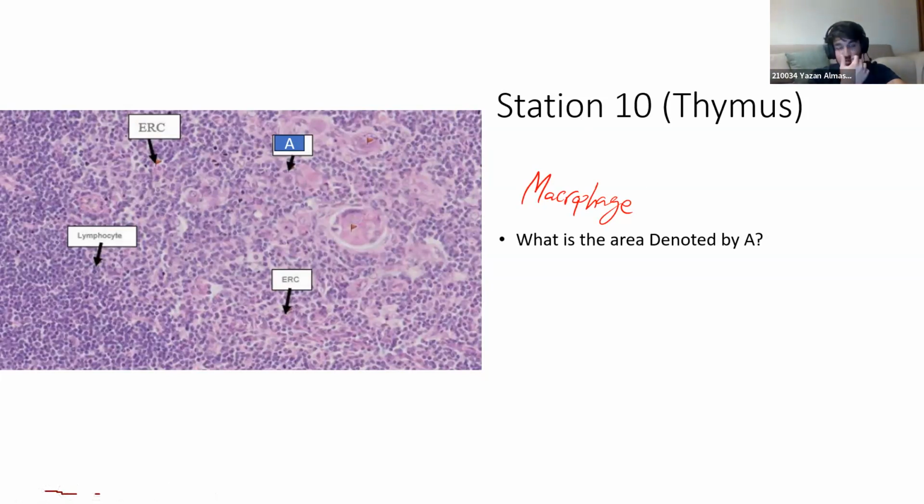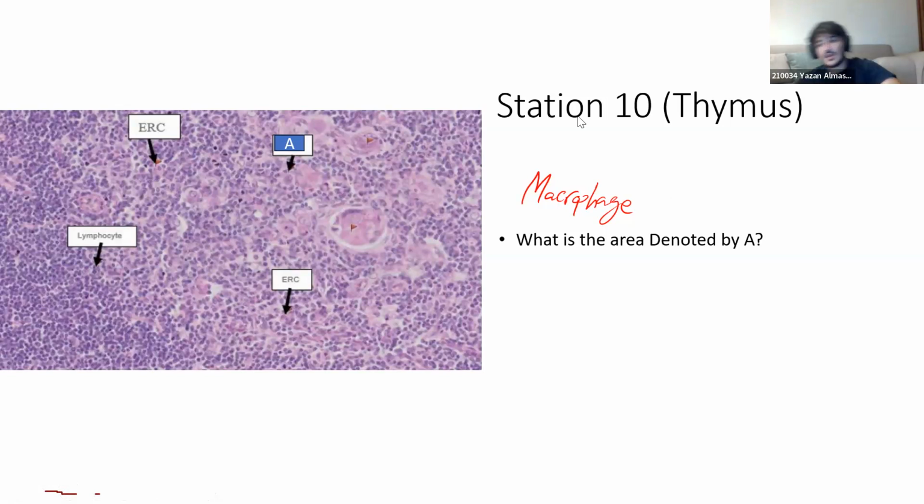And that's normal. You're not a histologist. You just got started in medical school. It's very difficult to recognize these on your own. So yeah, it's very normal. I understand that. And yeah, ERC is endothelial reticular cell.